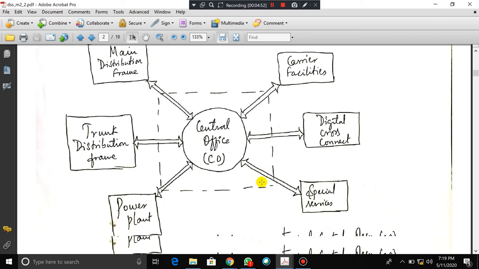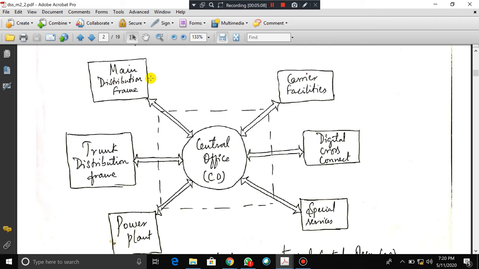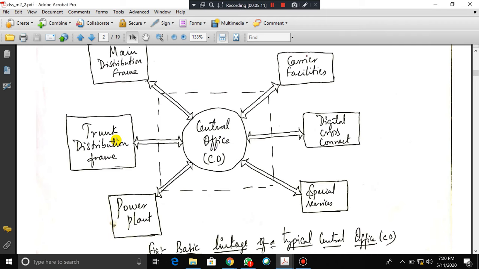So this is a block diagram. You can see the central office, we call it a CO. It is interconnected to six blocks like this. All are bidirectional, you can see the direction on both sides. One block is called main distribution frame, this block is called trunk distribution frame, this is called power plant, this is called carrier facilities, this is called digital cross connect, this is called special services. Each block has its own special function to perform a task. Main distribution frame, trunk distribution frame, carrier facility, all have specific functions or facilities to perform.